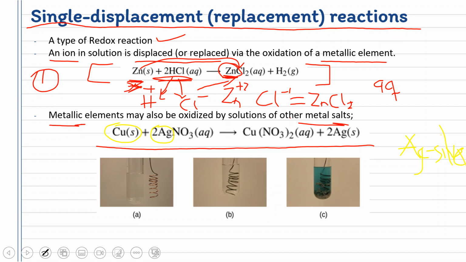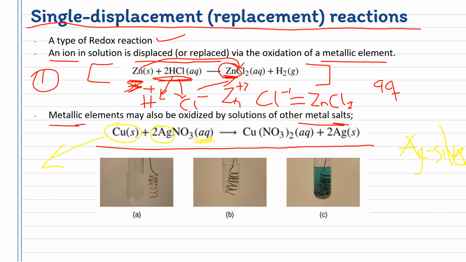Ag stands for silver. So we are thinking about silver, but this silver is not solid silver. We're saying this silver is in aqueous form. So we have an aqueous solution. Silver is in a solution form. This is copper and it's solid copper. And this is silver nitrate.